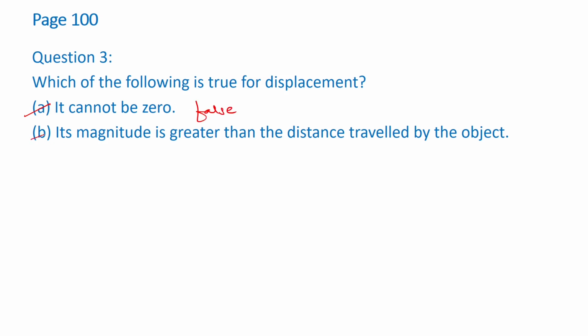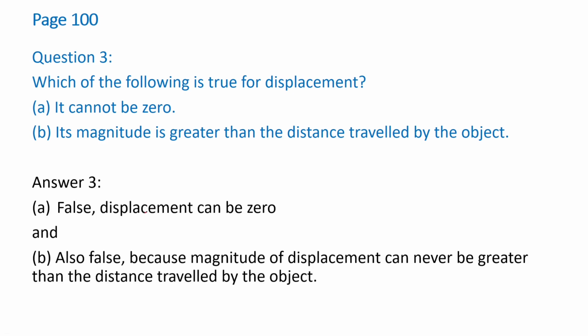Now second is that its magnitude is greater than distance traveled by the object. So we can say that the distance is always greater or equal to the displacement. So this means that this is also a false statement. So let's move to the next question.